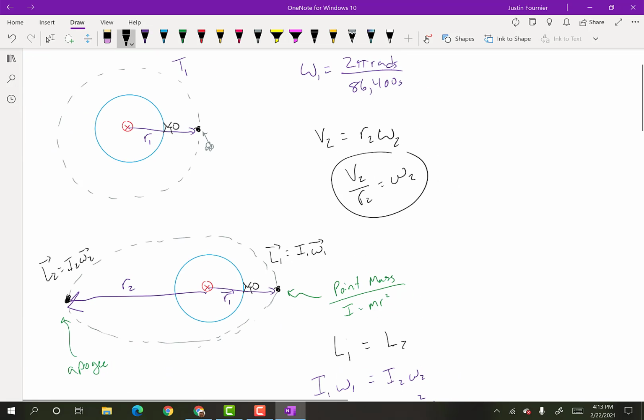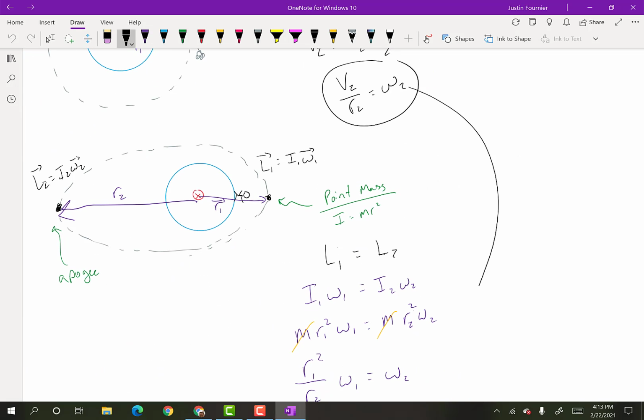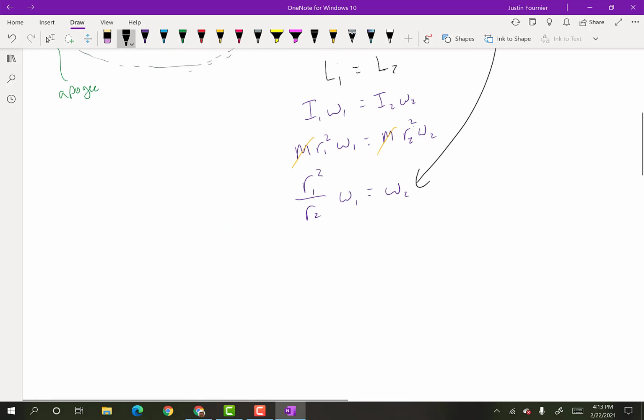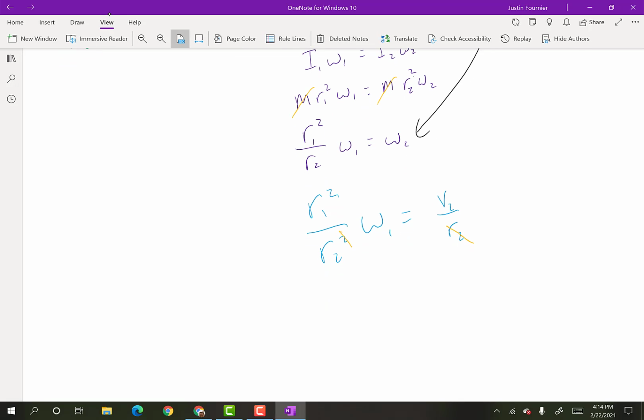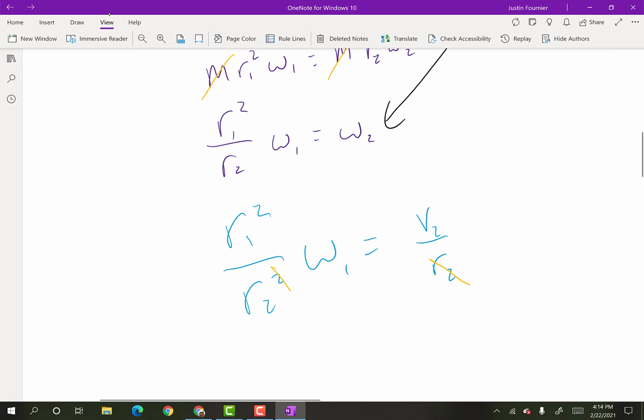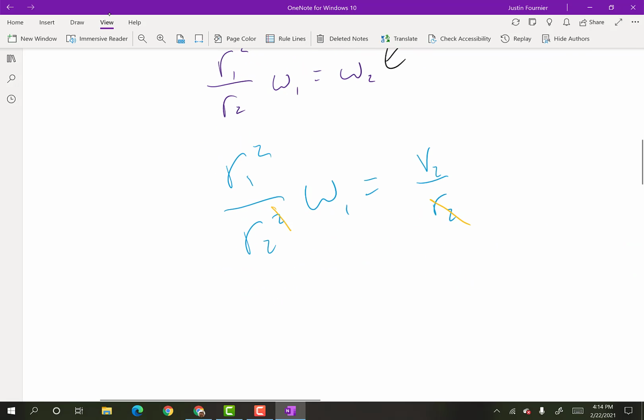So I'm going to use that and plug that in here. So I can replace that. So this is going to be r1 squared over r2 squared, omega 1 equals, this is v2 over r2. And then I can see one of the r2s is going to cancel here and here. Almost done. So now I really just need to plug everything in.